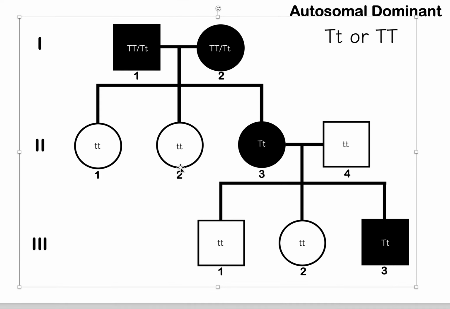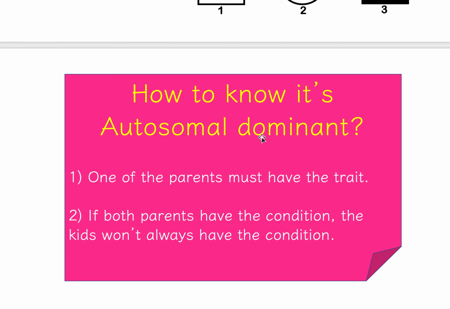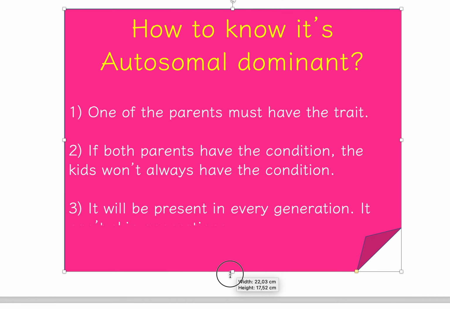On the contrary, for autosomal recessive, if both parents have it, all the kids will have it. Because in autosomal recessive, both parents have small t, small t, small t, small t. So no matter what combination we give, all the kids will have the disease, right? So that's one very important difference between autosomal dominant and autosomal recessive. Okay, there's one more, I think. One more important way to distinguish.